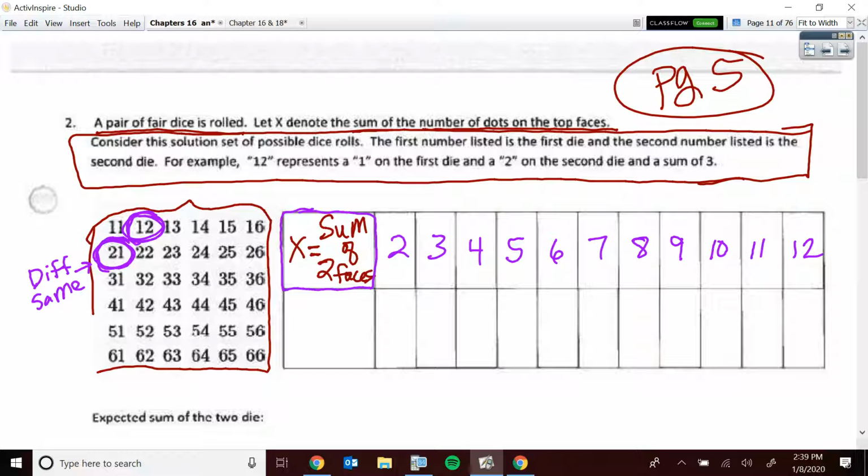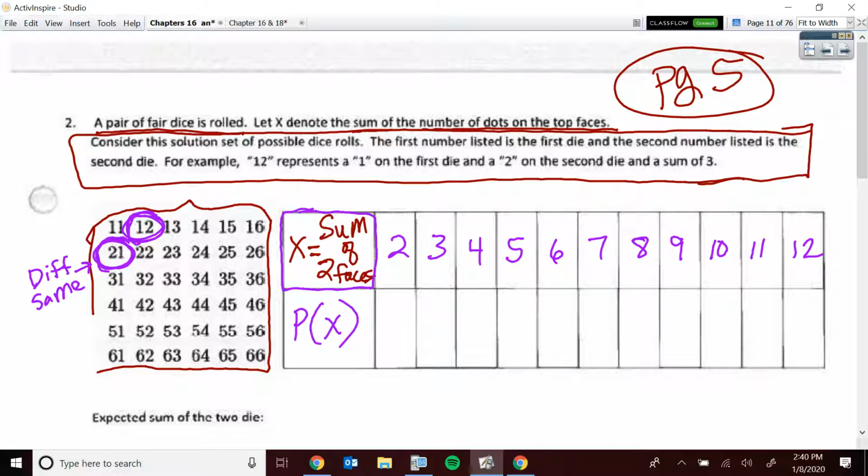Okay, now what we want to do is write out a probability distribution. Probability and likelihood of these occurrences. Okay, probability of these particular sums of these two faces. And so that's what goes down here. We say, what's the probability that that particular sum of two faces is going to occur?